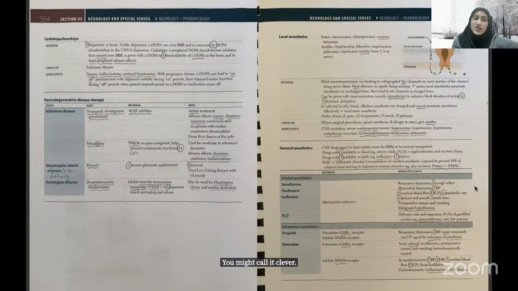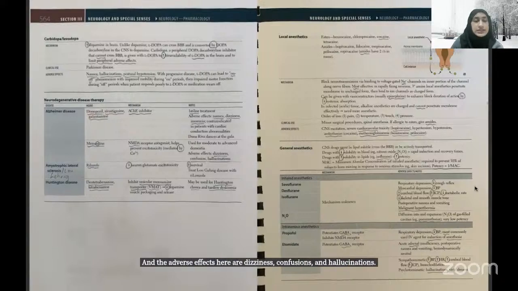All right, moving on. This helps prevent excitotoxicity, which is mediated by the famous component calcium. And the adverse effects here are dizziness, confusion, and hallucinations.